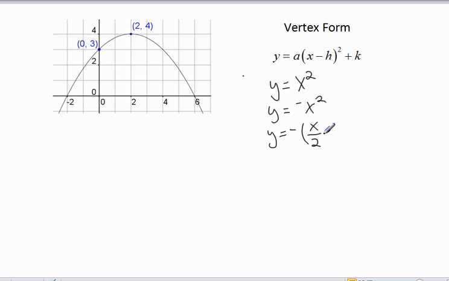Take x and divide it by 2, scale change of 2, x-axis, and then the vertex I notice is not at 0, 0, but it's been moved 2 to the right and it's been moved 4 up. So I'm going to do that in my equation, and I know that if I want to move or translate something 2 to the right, I replace the x with x minus 2. And if I want to go 4 up, I add a 4.